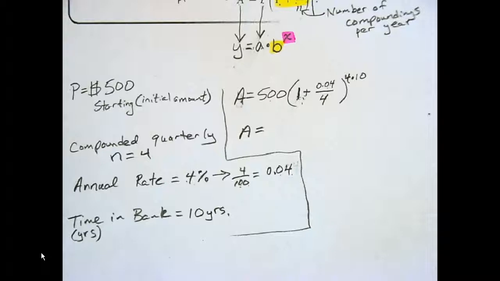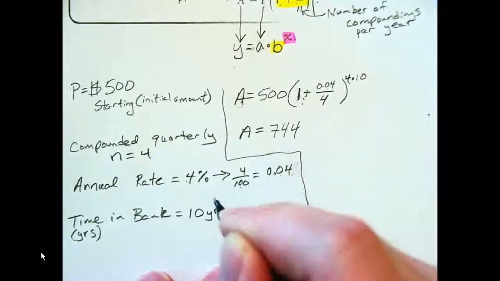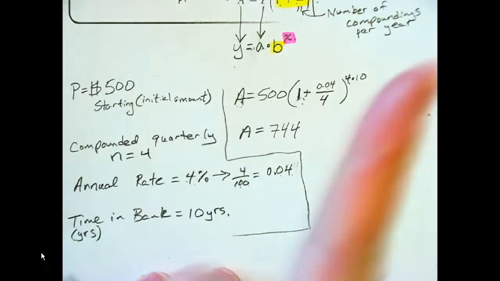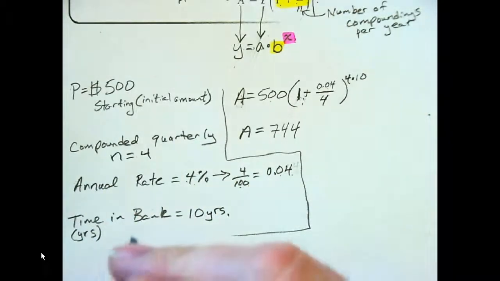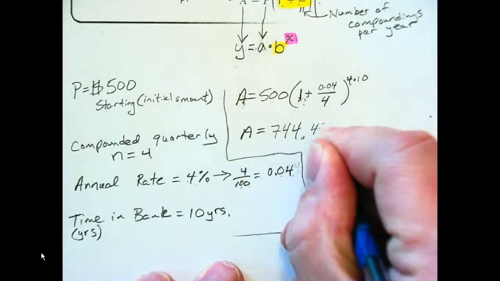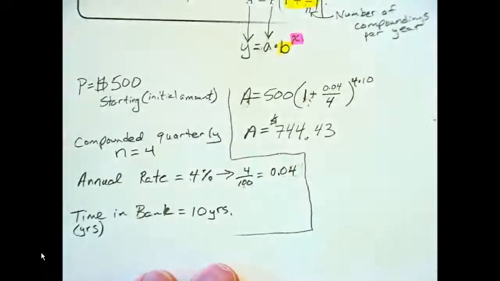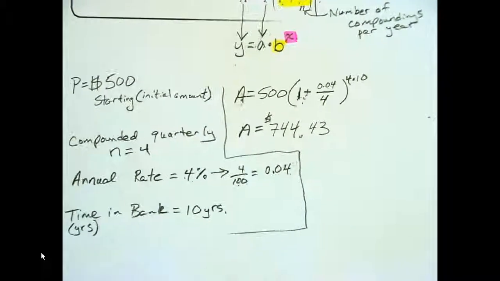What's that? $744. Okay, we have one person that says 744. Yeah, 744.43. Good. Yeah, so you've earned $244.43 for just letting your money sit there. You haven't had to do anything other than think, man, I wish I had $500 in there. That's it. That's over 10 years. You just forget about it, you know?